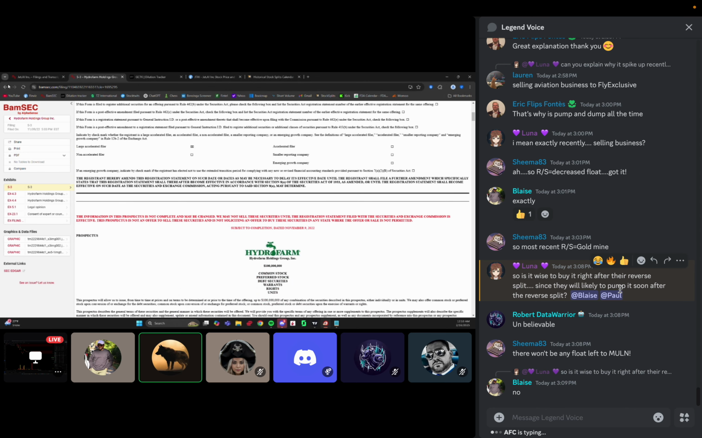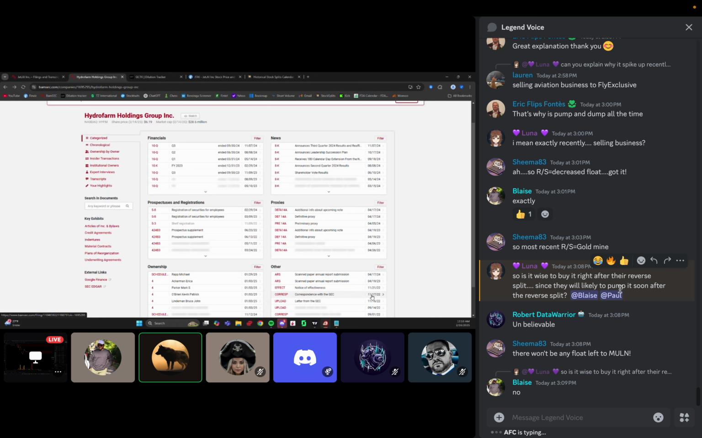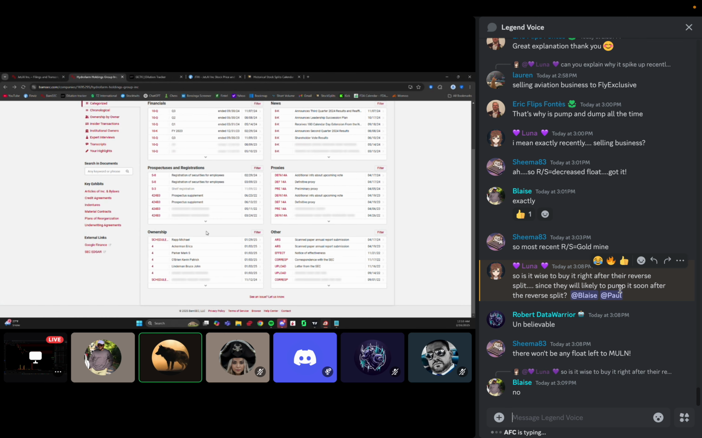They had a lot of shares to sell, and they don't have a new one. They don't have a new shelf registration, which means they're less likely to sell after the split, right? After the split, it's most likely not gonna be a dump, because they have nothing to sell. So that's what we're waiting for, that's what we're looking for now. Okay, so let's see the ownership.